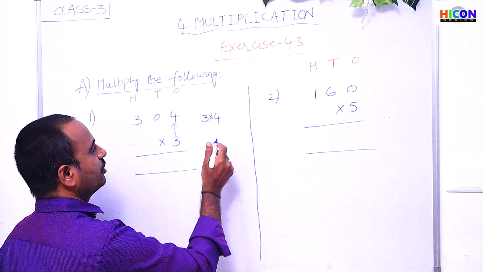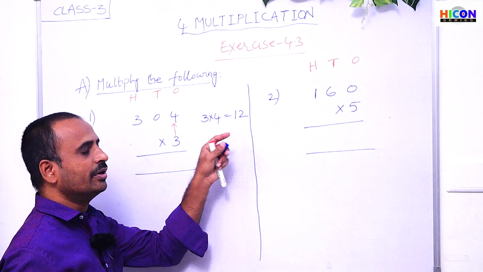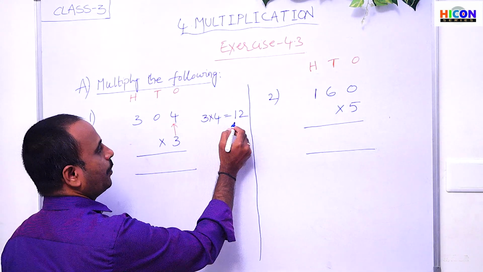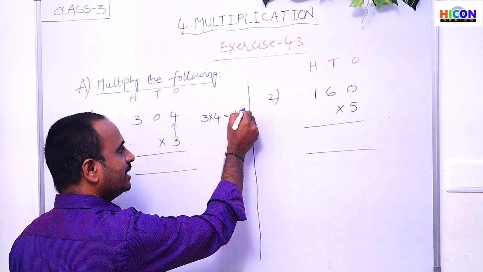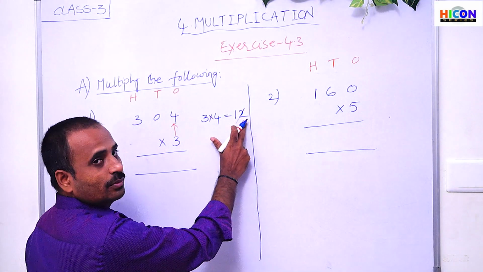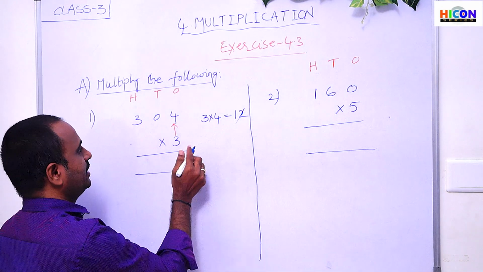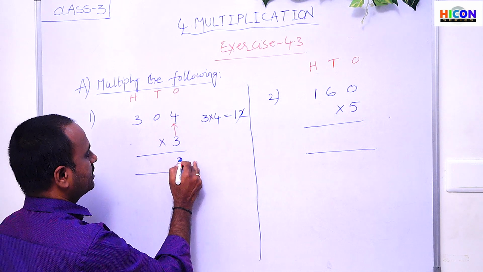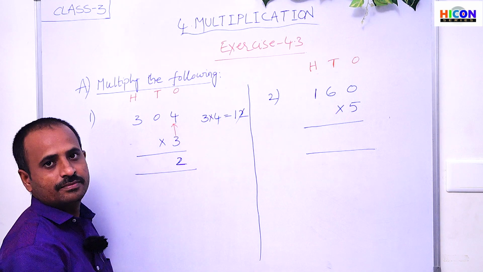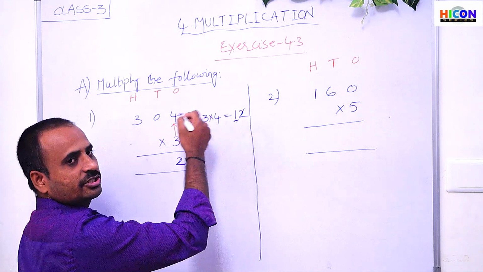So children, 3 into 4, how much will we get? 12. And it is a 2-digit number. If we get the product as a 2-digit number, then cancel the second digit in it. What is the second digit? 2. So write the second digit under the ones place, and carry the first digit to the next place.